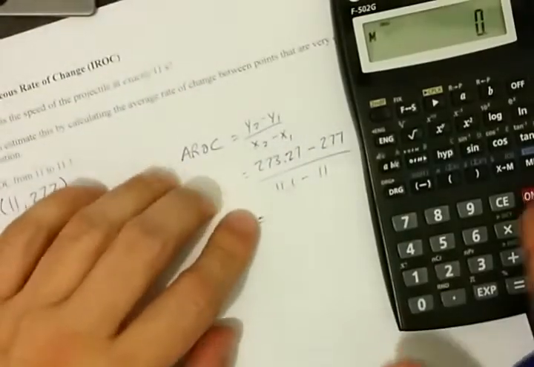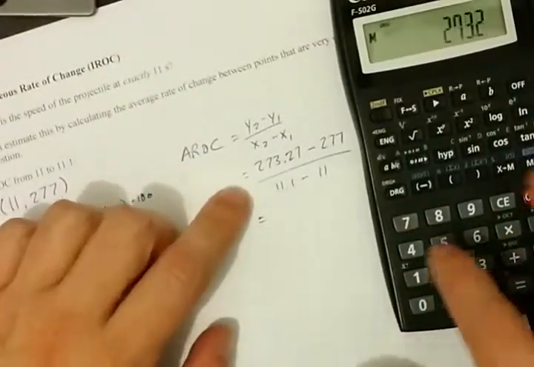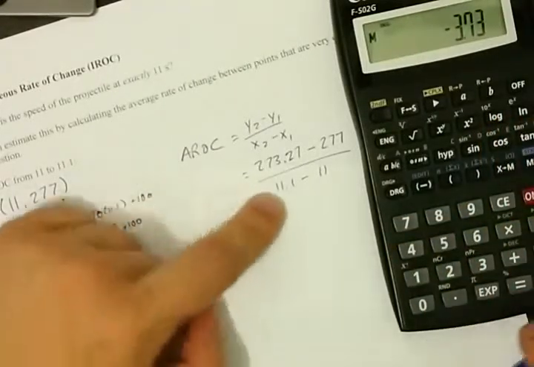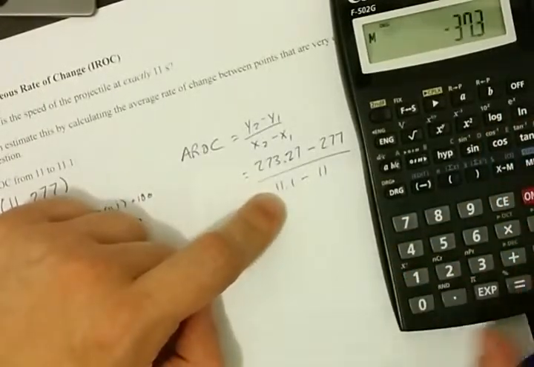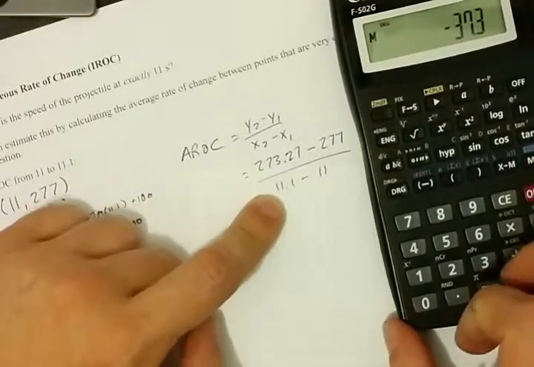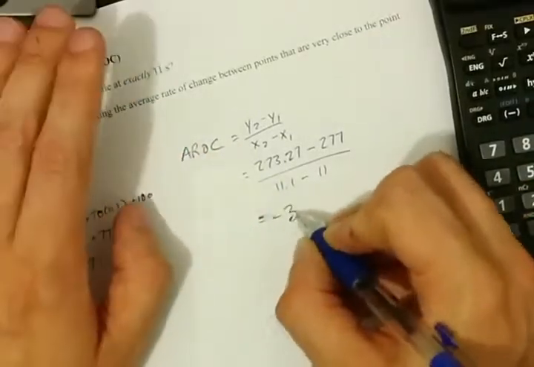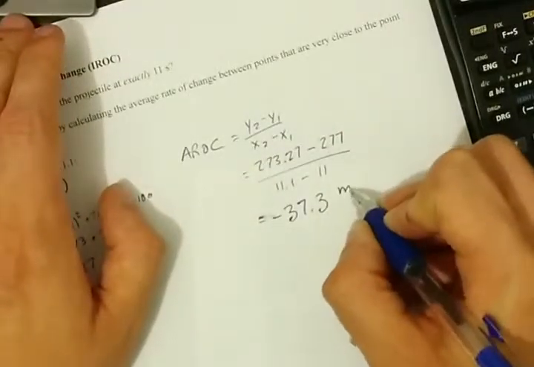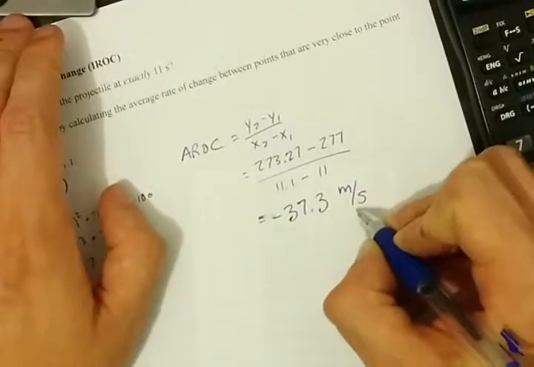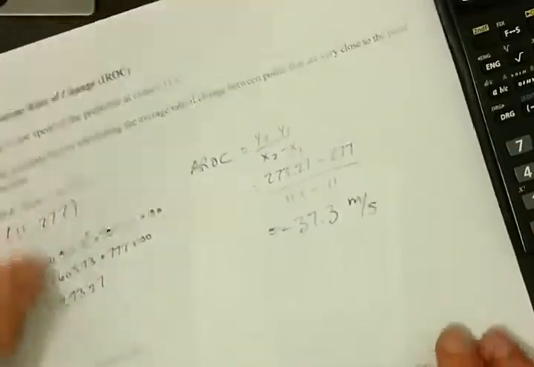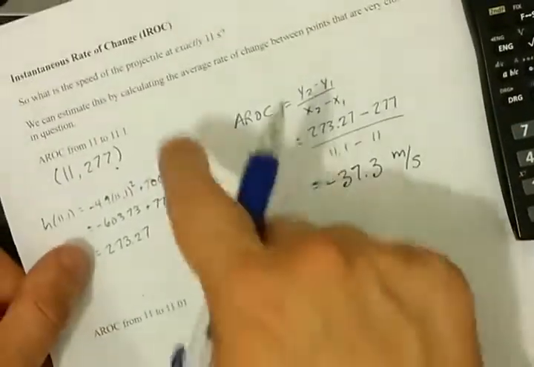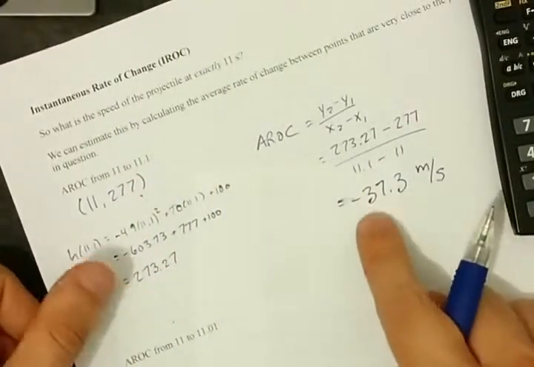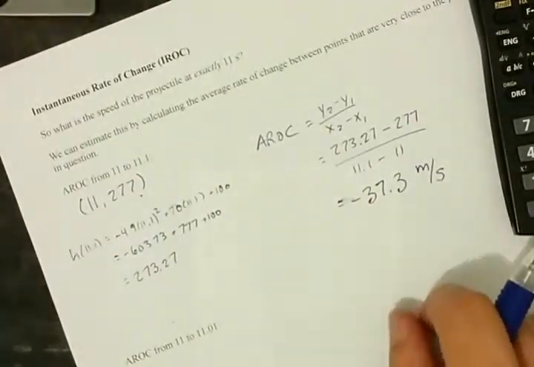Now I got to do this. 273.27 minus 277 divided by, I can do that in my head, 0.1. I get negative 37.3. And remember, your average rate of change is your unit on y over your unit on x, meters per second. So it seems to me that between 11 and 11.1 seconds, I'm descending by 37.3 meters per second.